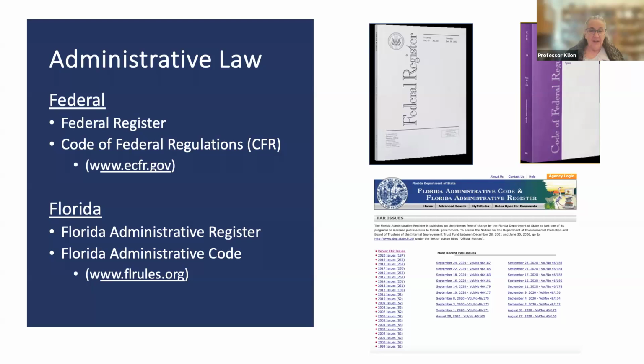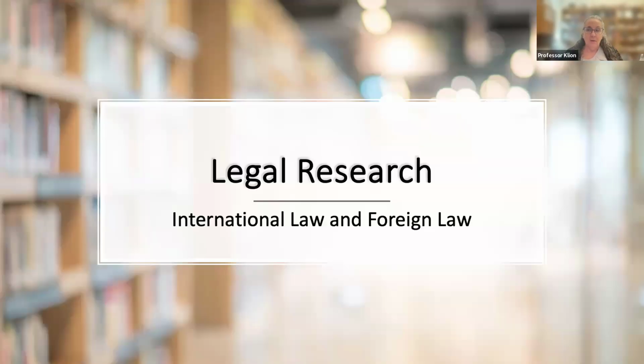Of course, you can find all of those and most of the federal documents on Westlaw and Lexis, or on a federal government or state website. And that's what I have for administrative law. We're now going to be moving to international and foreign law.